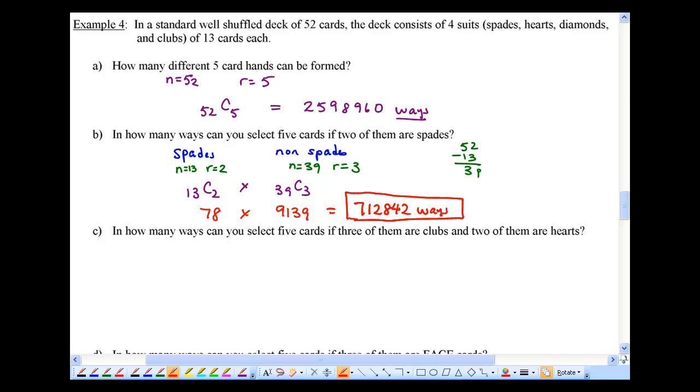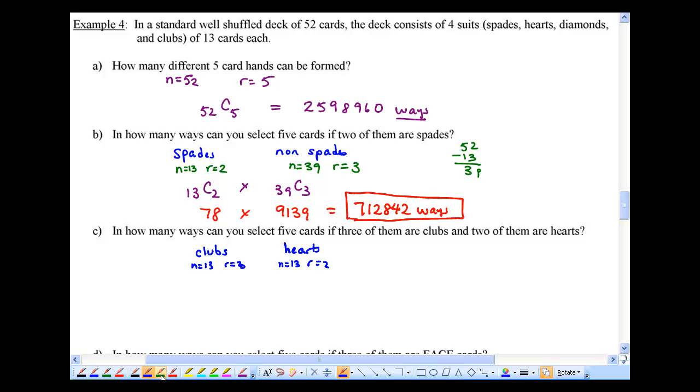Okay. Well, you can do part C now. I think part C is very similar to part B. So, how many ways can you select 5 cards if 3 of them are clubs and then 2 of them are hearts? So, you can think about this. Out of the clubs, how many clubs are there again? Yeah, 13, right? Choose 3, sorry, choose 3. Out of the hearts, 13, choosing 2. Okay.